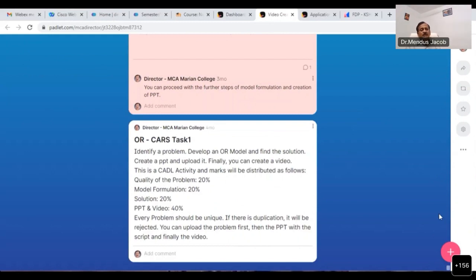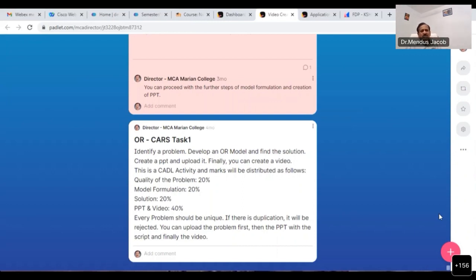Now, every problem should be unique. If there is a duplication, it will be rejected. You can upload the problem first, then the PPT with the script, and finally the video. Okay. So here also, they can identify a real life problem, or if they are not getting a real life problem, they can search for a case study, a case study which is being applied in an industry or somewhere.